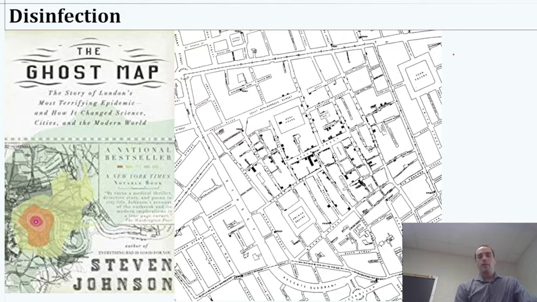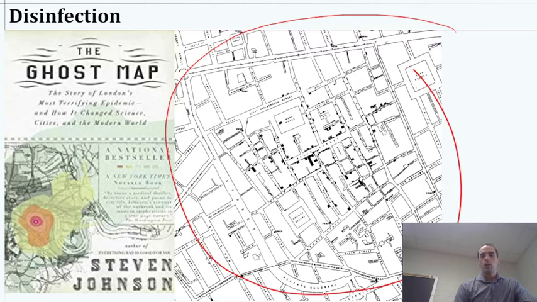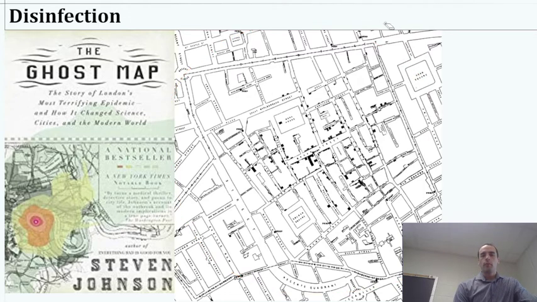This is the map. And I'll show a better image in a moment, but this is a map of a couple neighborhoods or neighborhood area in London in the 1850s. And these black bars here are essentially where the name comes from. These are the ghosts. These are dead people. These are how many people died in this cholera outbreak that was ravaging this little area in London.